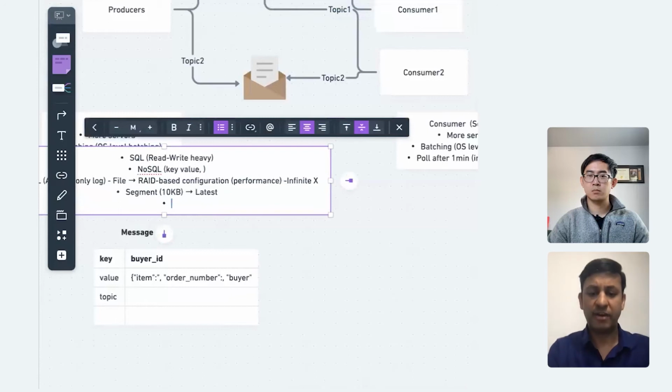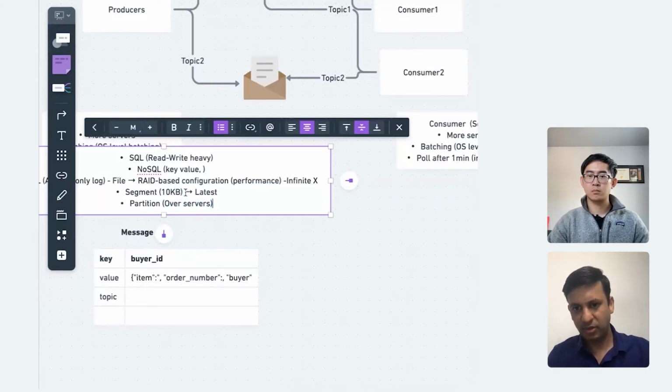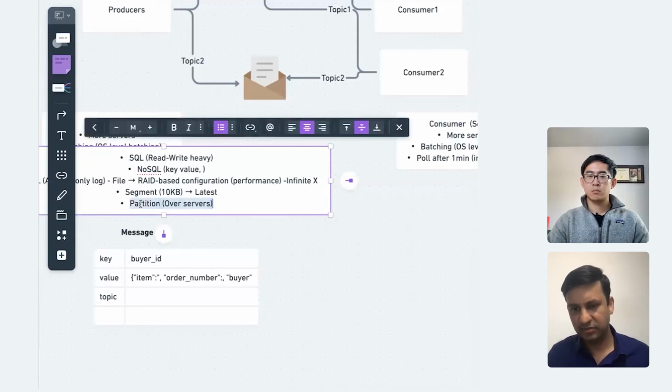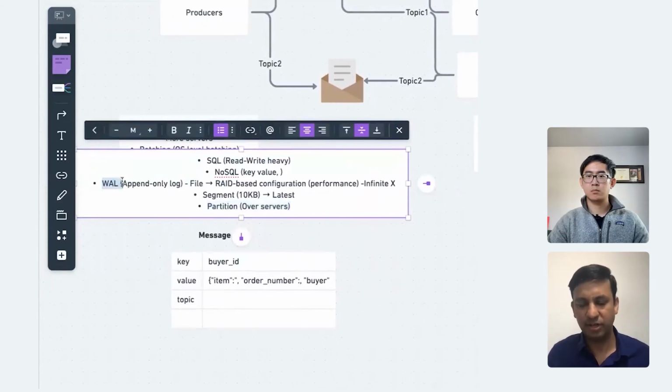So what I would do is partition these files over multiple servers. When I talk about partitioning, I mentioned the key as buyer ID, so I can do a buyer ID based partition. I can use consistent hashing or some kind of mod based hashing, but consistent hashing would work better. Based on the buyer, it can be partitioned over multiple servers, to support the scalability of that particular log file.